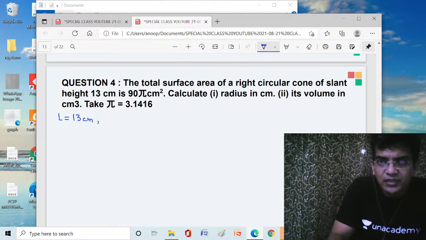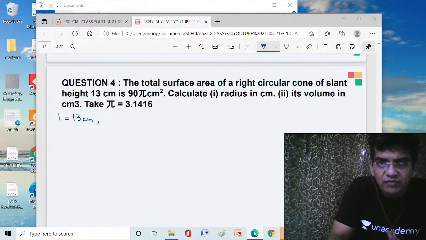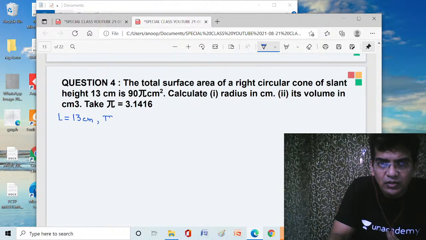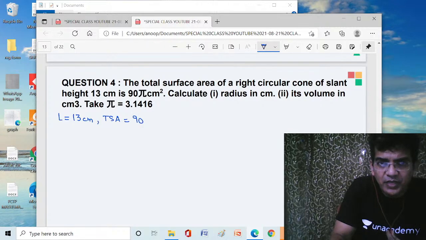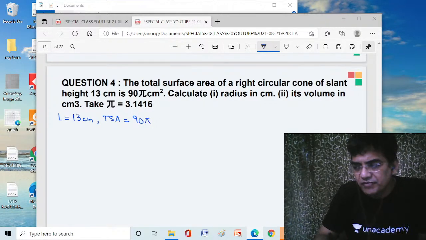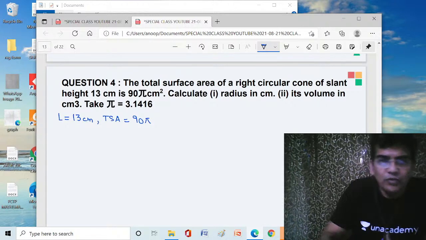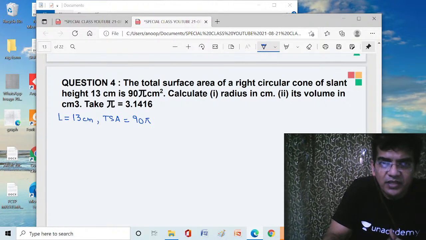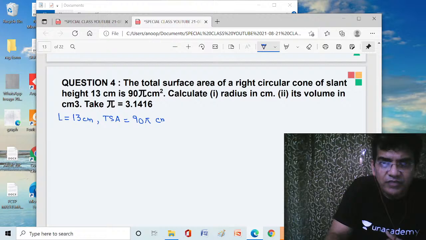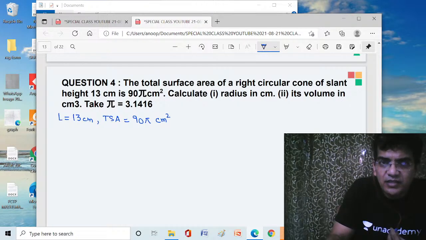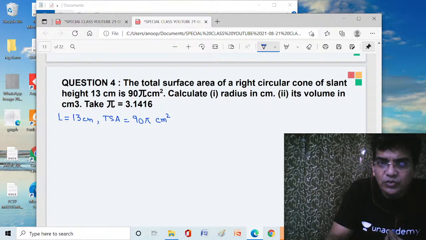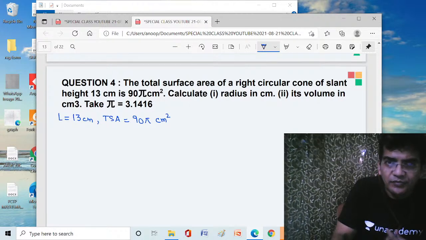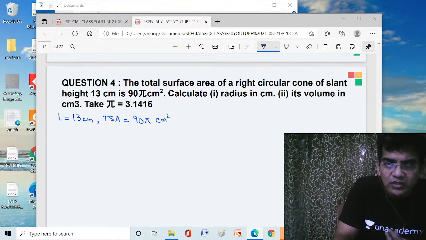And they have given us the total surface area. Total surface area is given to us in terms of pi. So it's given 90 pi. Total surface area. Right. So what else they have given? So they have given us slant height, they have given us total surface area, and they are asking us to calculate the radius and its volume, and pi is to be taken this much. Okay. Total surface area is given.